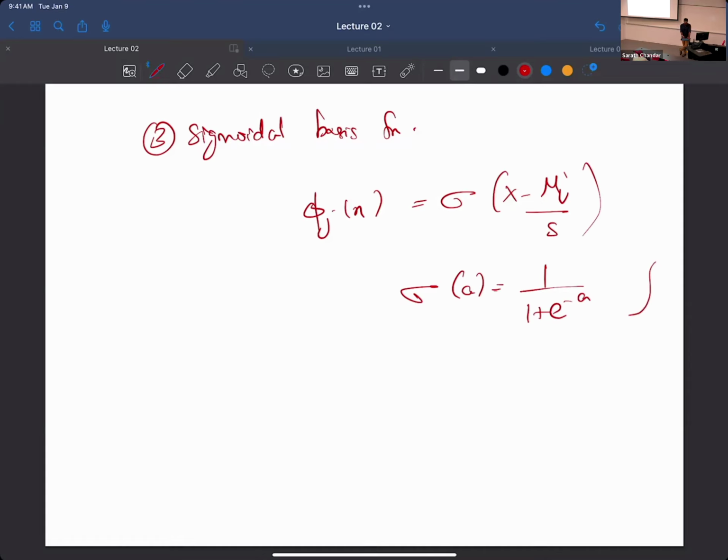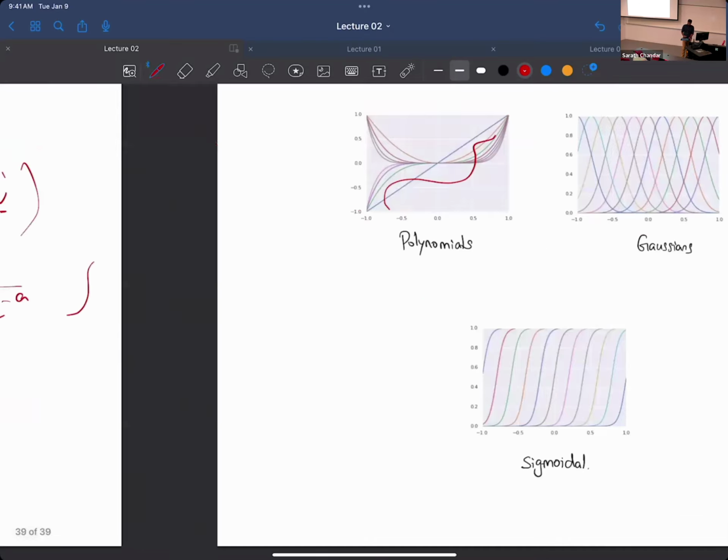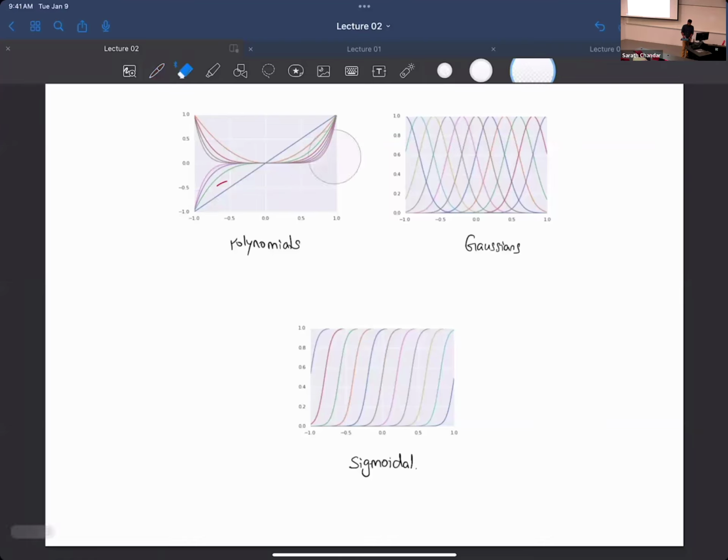Okay. You could have a really simple identity basis function, which is phi of x equal to just x, in which case there is no basis function. You get simple linear regression. Is that clear? So now different basis functions would look something like this.